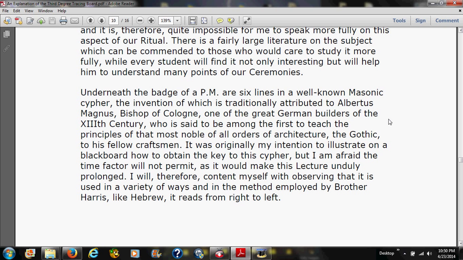Underneath the badge of a past master are six lines in a well-known Masonic cipher, the invention of which is traditionally attributed to Albertus Magnus, Bishop of Cologne, and one of the great German builders of the 18th century.